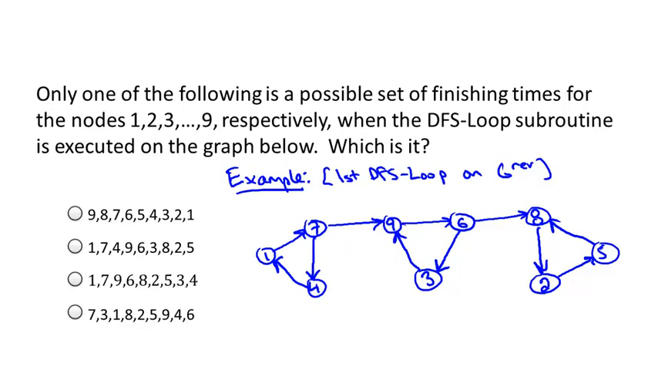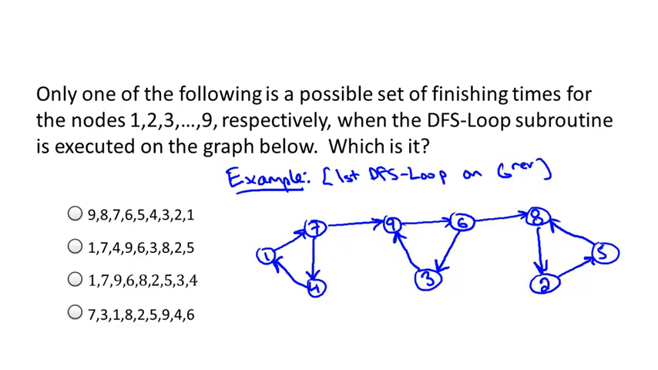Now, it is true that you can get different finishing times depending on the different choices that DFS loop has to make about which outgoing arc to explore next. But I've given you 4 options for what the finishing times of the nodes 1, 2, 3, all the way up to 9 respectively might be, and only one of these 4 could conceivably be an output of the finishing times of DFS loop on this graph. So which one is it?